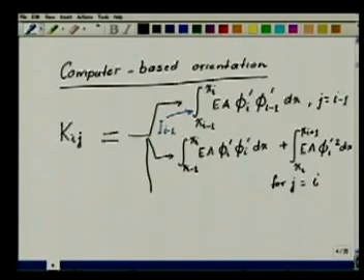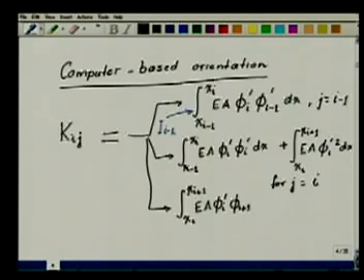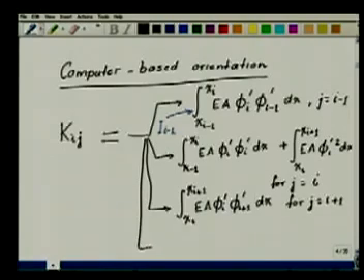The third case is when j is equal to I plus 1, then this integral becomes integral from xi to xi plus 1 EA phi I prime phi I plus 1 prime dx for j is equal to I plus 1. And for all other cases, it is 0 for all other j's.